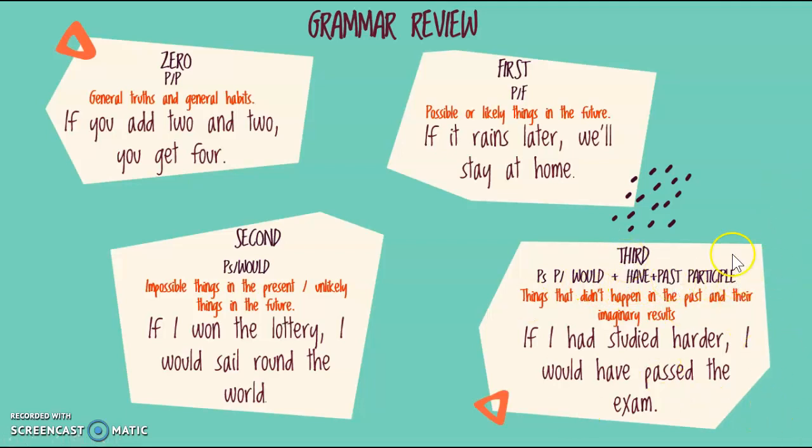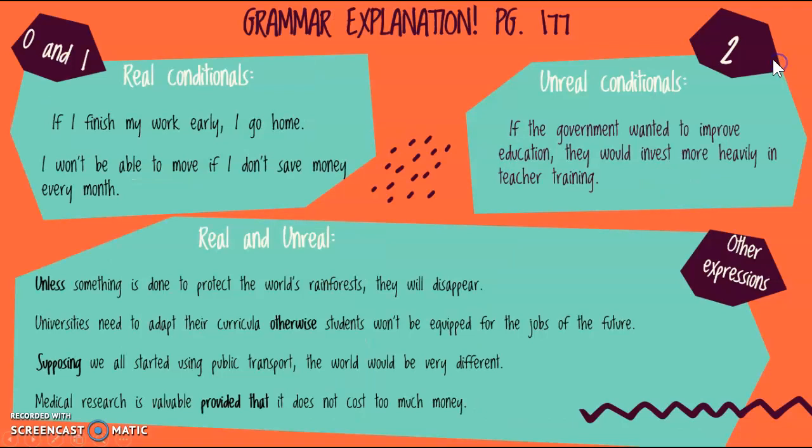Well, babies, of course, you can say it in the opposite way. You can say, I would have passed the exam if I had studied harder, but without the comma. Now, let's see what is the explanation the book has for us. I'm going to ask you to go to the grammar explanation that you will find on page 177. They summarize this into 3 different situations: the one for real conditionals, the one for unreal conditionals, and the one for both of them, that you can use for both.